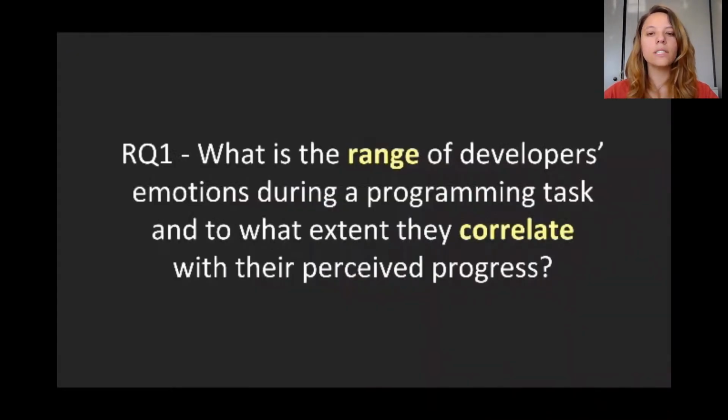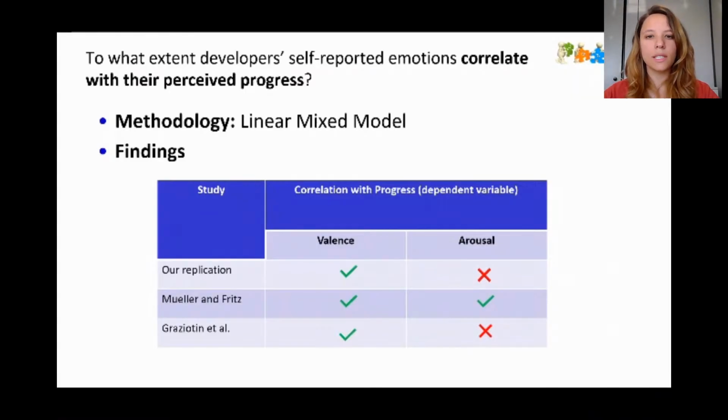As regards the first research question, related to the correlation between emotions and progress, we used a linear mixed model as a tool to study the correlation, and we found that valence correlates with perceived progress. This is in line with the results of the previous study by Graziotin and Mueller and Fritz. We didn't find any correlation between emotions and arousal, and this is also in line with the previous study, because Graziotin didn't find a correlation, while Mueller and Fritz found a correlation, but it was very, very weak.